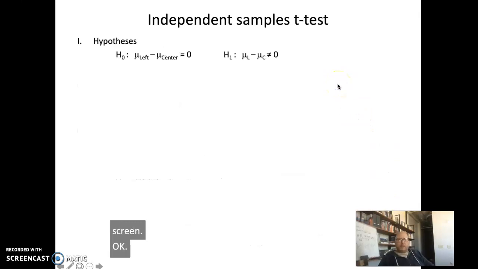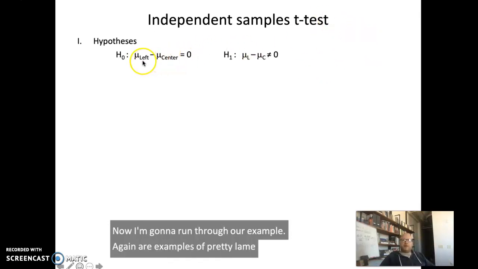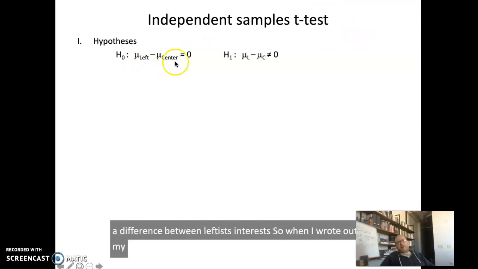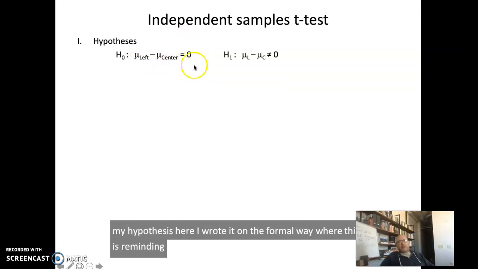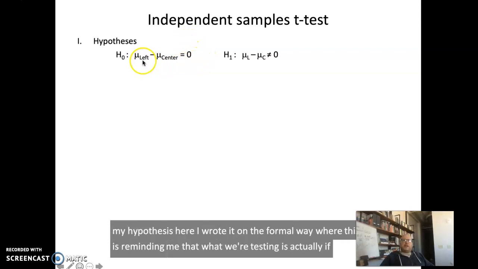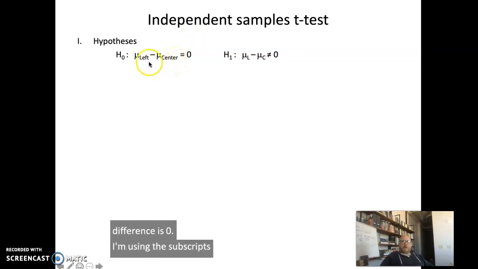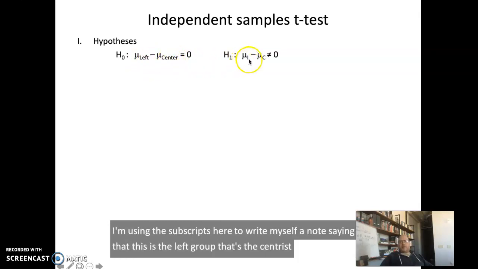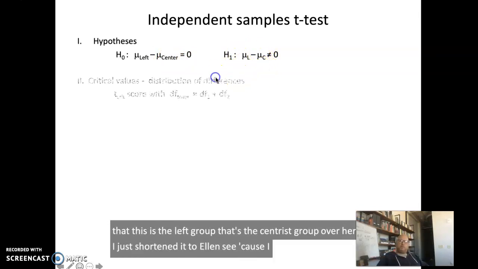Now, we're going to run through our example. Again, our example is a pretty lame idea that maybe there's a difference between leftists and centrists. When I wrote out my hypothesis here, I wrote it out the formal way, where this is reminding me that what we're testing is actually if the difference is 0. I'm using the subscripts here to write myself a note to say that this is the left group, that's the centrist group. Over here, I've just shortened it to L and C because I think I'll remember it.